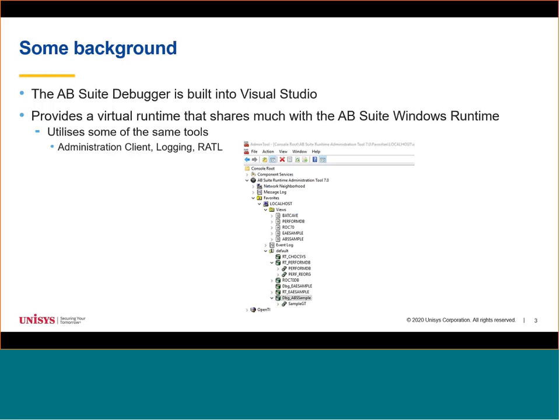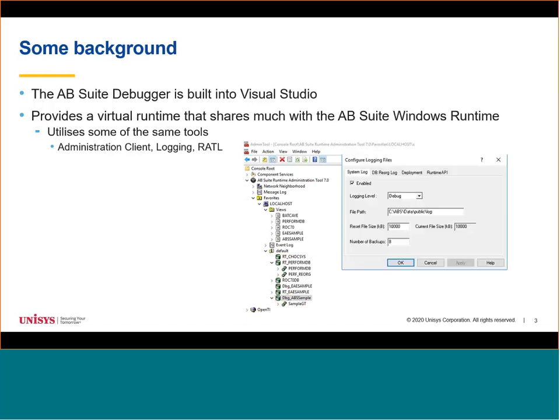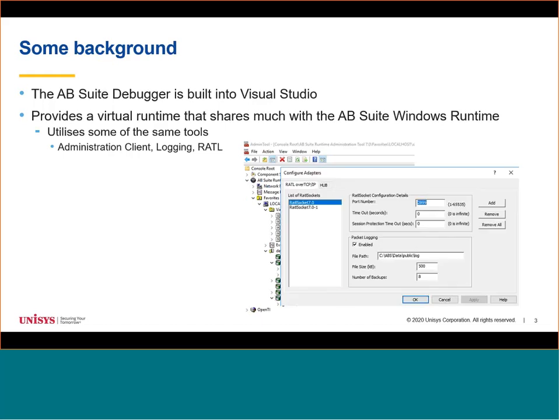This is a screenshot showing you what the administration client looks like. In this particular case, I've got a mixture of runtime systems and there's a debug system down here as well. If I want to set up debugging, I do that through the same tool, and the same if I want to set up rattle, which I'll talk about a little bit later. If I want to use my own UI, you use the same tools to do that.